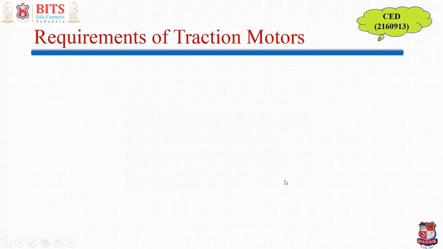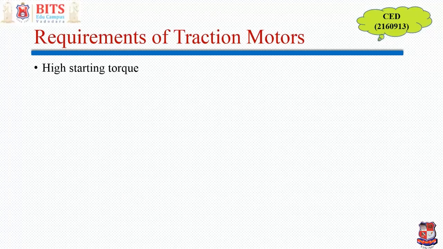Now, what are the requirements of traction motor drives? As we already discussed in our second chapter, the type of traction loads require very high starting torque, because they have huge contact area and huge weight. So static friction is very predominant, and to overcome that, it requires very high starting torque. It also requires frequent start-stop, because there are stations or stops coming. So the motor should be able to withstand the frequent start-stop requirement.